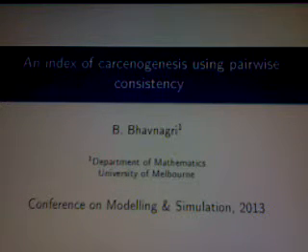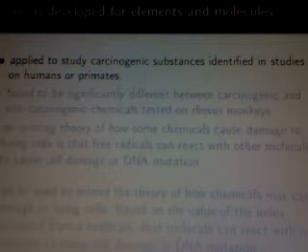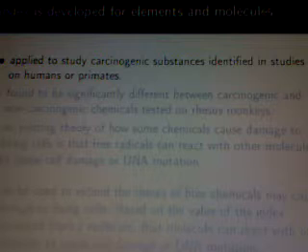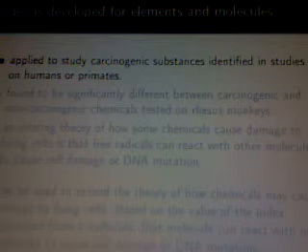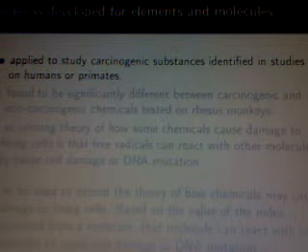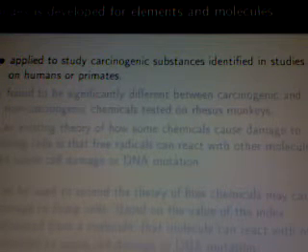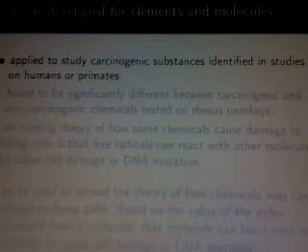My name is Berzin Bhavnagri, and I'm talking about an index of carcinogenesis using pairwise consistency. An index is developed for elements and molecules applied to study carcinogenic substances identified in studies on humans or primates. In other words, cancer-causing substances.